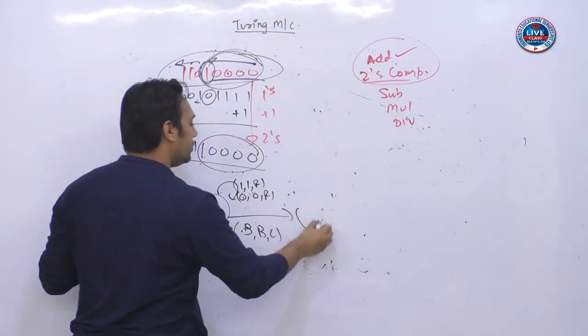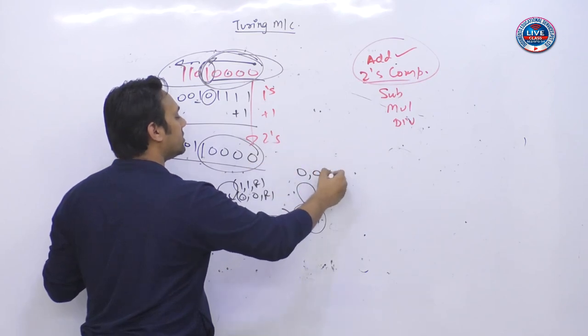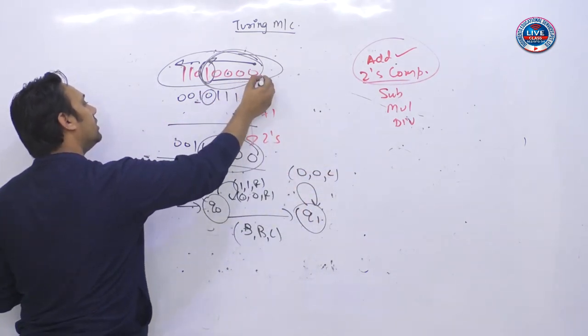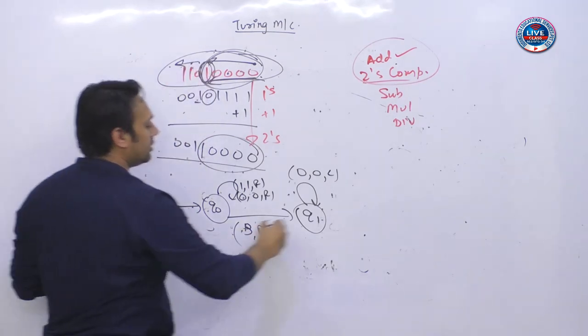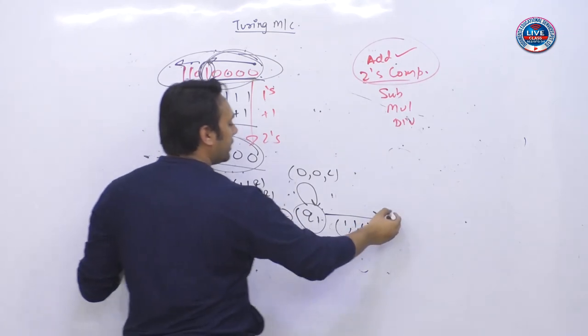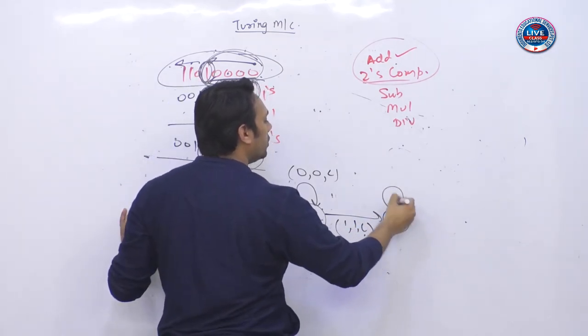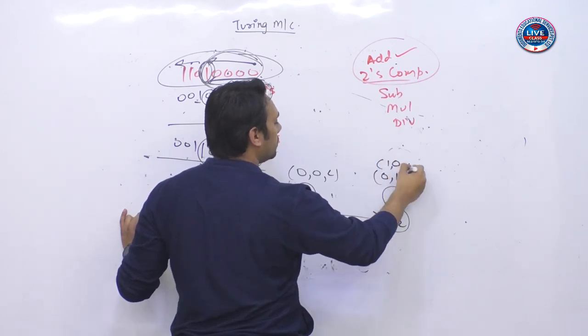Now while going left, you go to the state Q1. Any number of zeros you encounter, leave all the zeros as they are and keep going to the left. As soon as you get the first one, leave the one as it is, go to the left, and then go to the state Q2. In Q2, if you get a 0, change it to 1 and go to the left. If you get a 1, change it to 0 and go to the left.